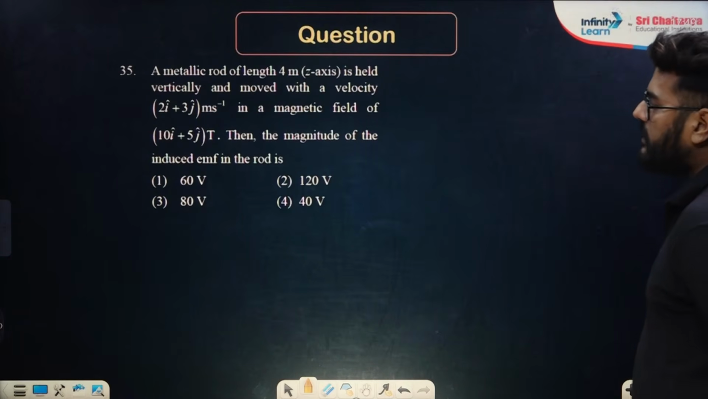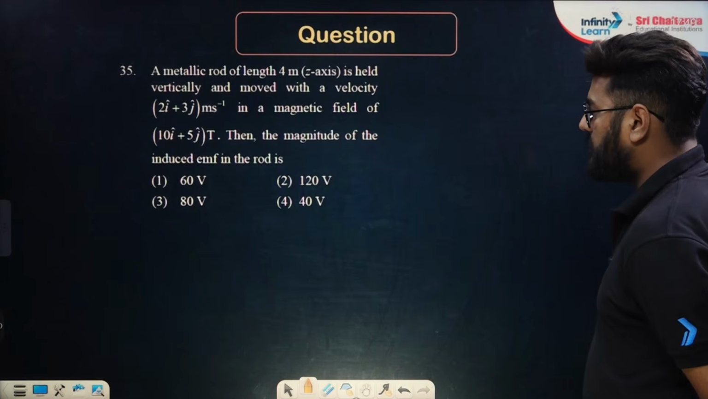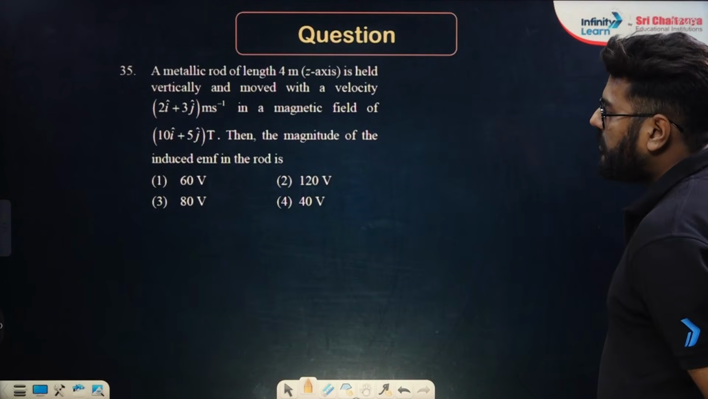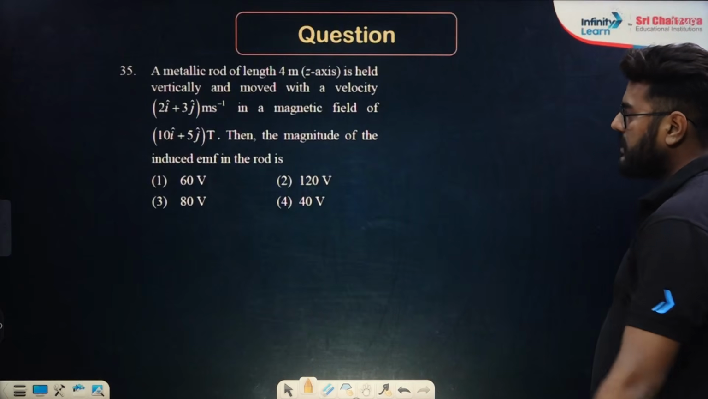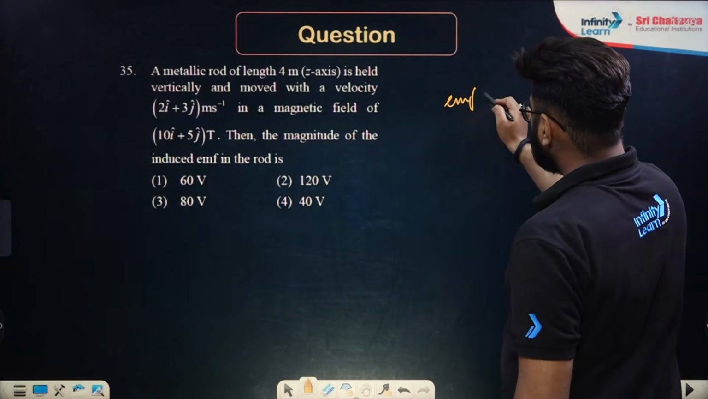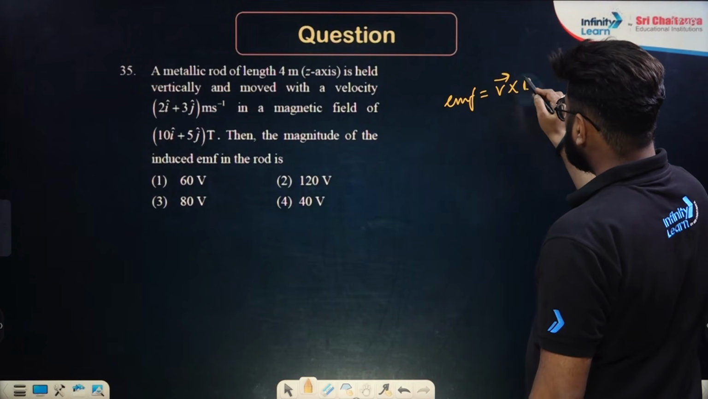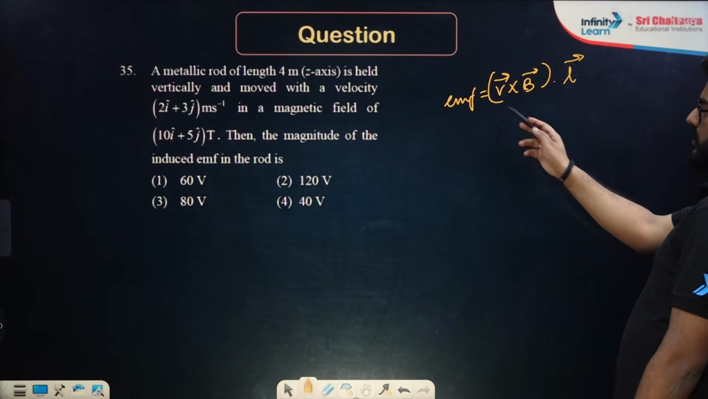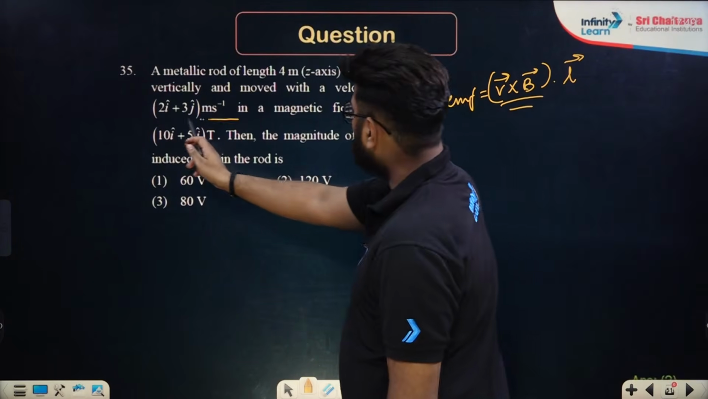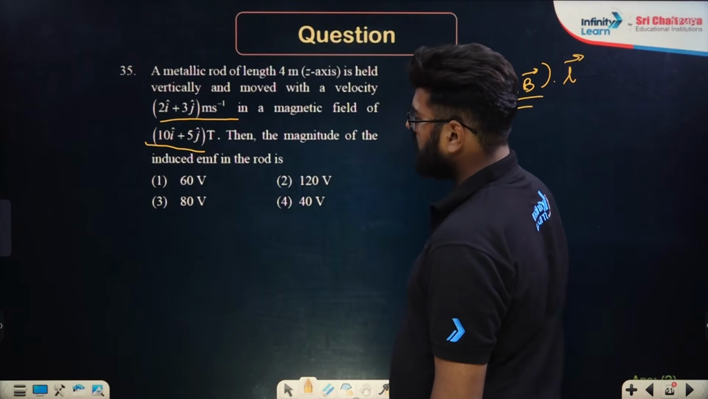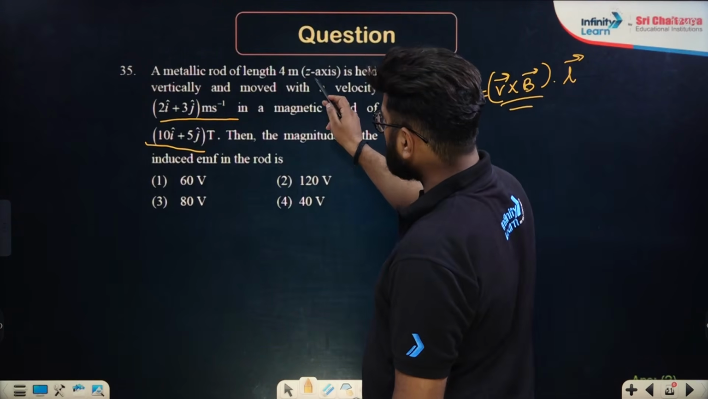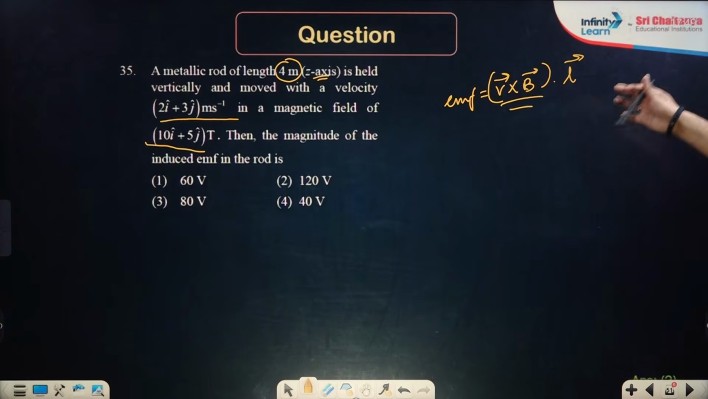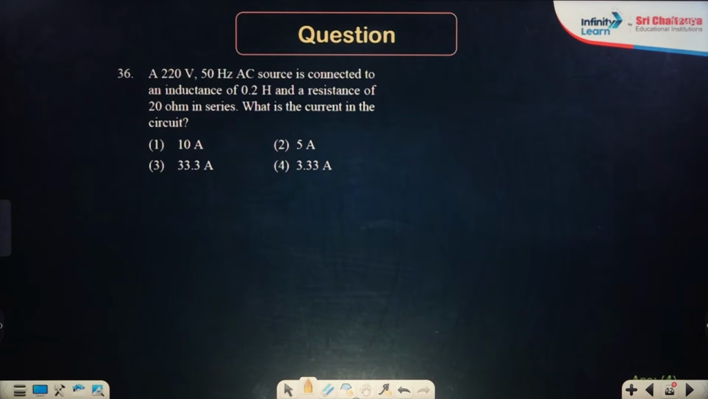Metallic rod of length 4 meter is held vertically and moved with a velocity 2 I cap plus 3 j cap in a magnetic field 10 I cap plus 5 j cap. Then the magnitude of induced EMF is, see, EMF is V cross B dot L vector, right? So you will do the cross product of this and this. I hope you can do the cross product. Whatever is the answer, you will get the answer along z axis. Then just do the dot product, you will get the answer. Okay. So the cross product and then the dot product over here.